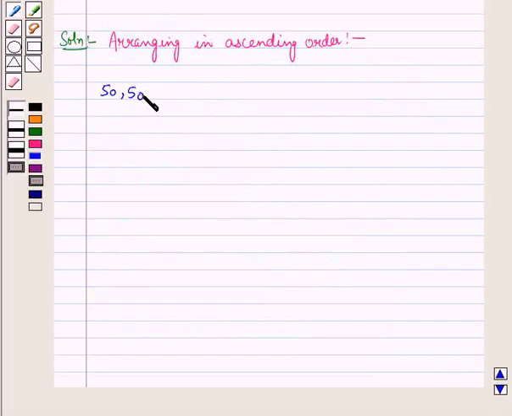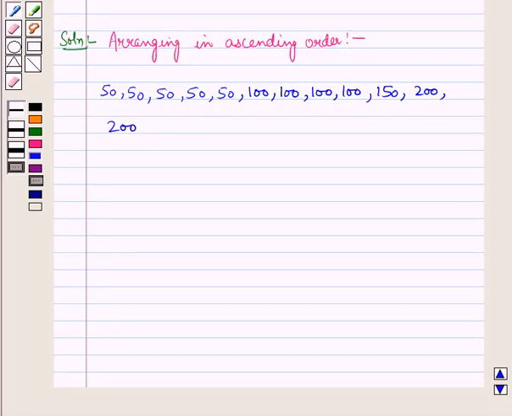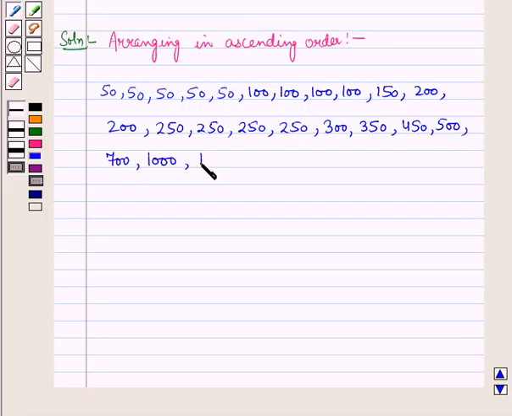50, 50, 50, 50 and again 50. Then we have 100, 100, 100, 100. Then 150, 200, 200. Then 250, 250, 250, 250. Next we have 300, 350, 450, 500, then we have 700, 1000, 1650, 1700, and lastly we have 2750.